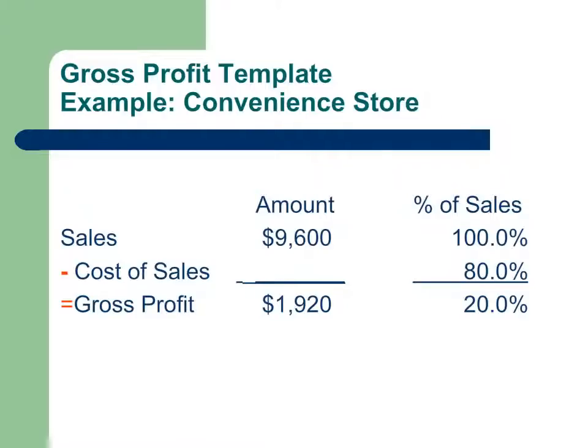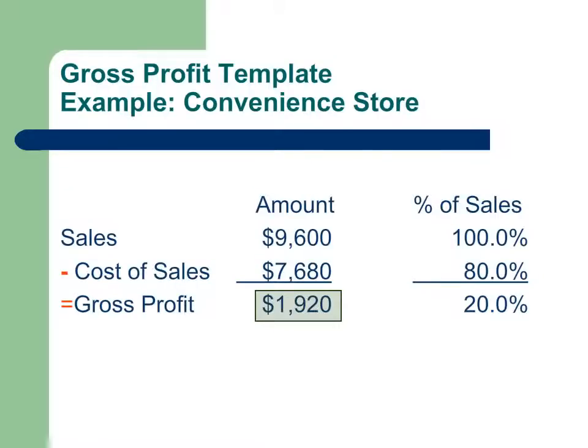Calculating the cost can be accomplished by subtracting the gross profit dollars from the sales amount or by multiplying the sales amount by the cost percentage. 9,600 minus 1,920 equals 7,680. And 9,600 times 0.8 or 80% equals 7,680. Either way, you'll get the same result. Basic math can always be checked by calculating the problem in reverse. Subtraction can be verified by addition. For instance, 9,600 minus 7,680 equals 1,920.